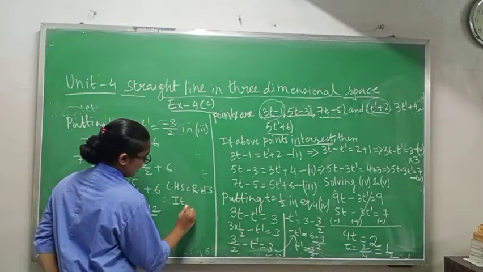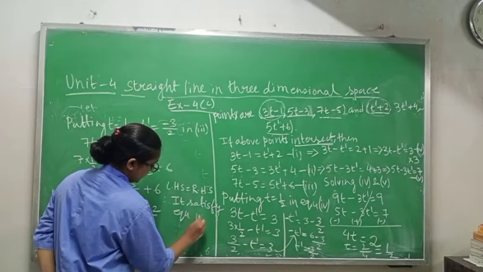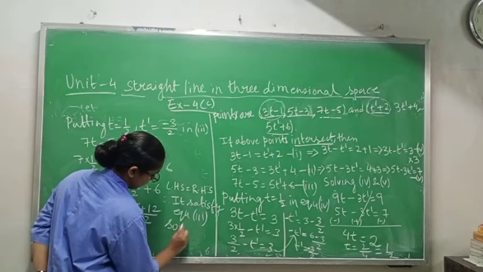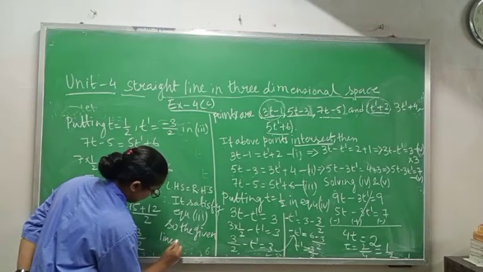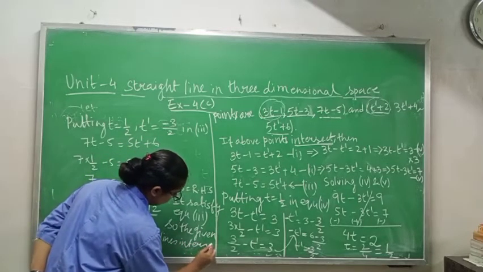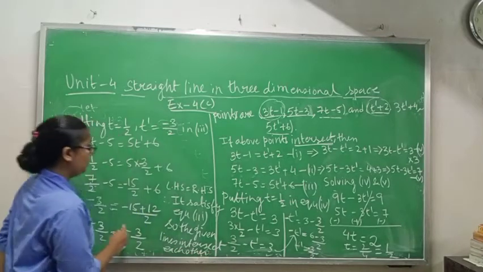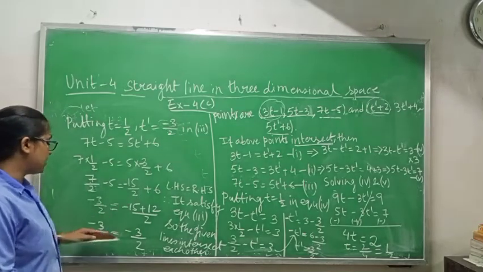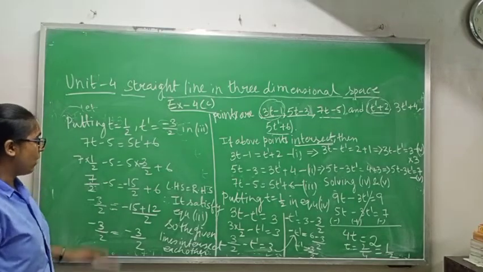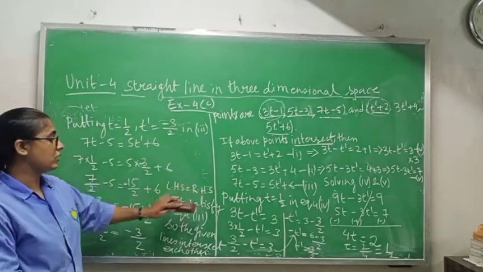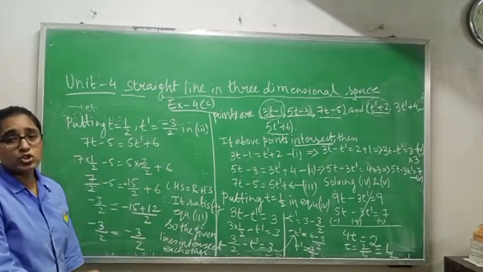Therefore, it satisfies equation 3. So the given lines intersect each other. If you get that LHS and RHS are not equal, at that time they are not intersecting. So after doing up to here, you will write LHS equals RHS, therefore it satisfies equation 3. So the given lines intersect each other.